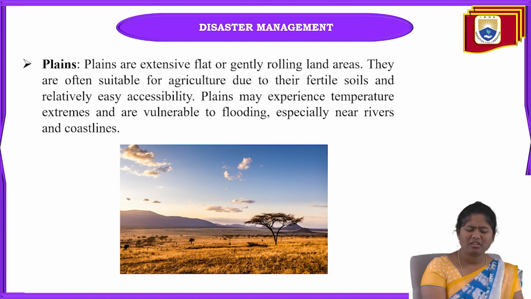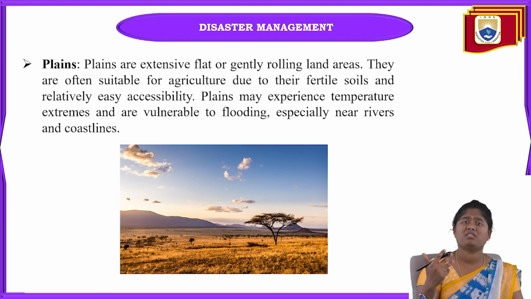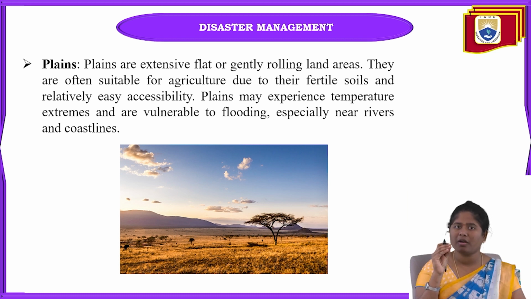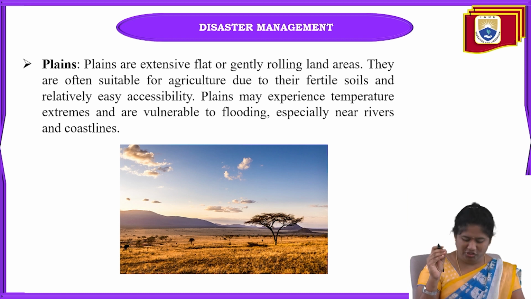Plains may also experience temperature extremes, and they are vulnerable to floods, especially near river areas and coastlines. If plains are near water bodies like rivers, when excess rainfall happens, floods will occur in those plain areas. This is the main effect causing problems to the temperature conditions.